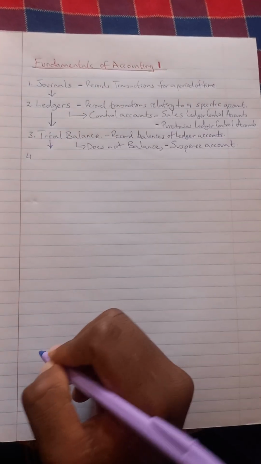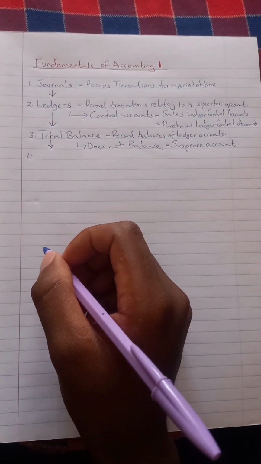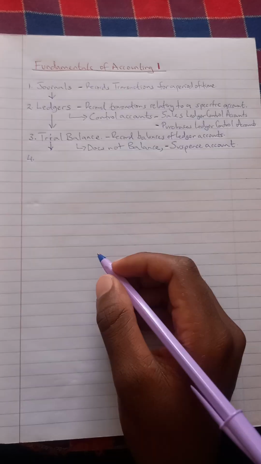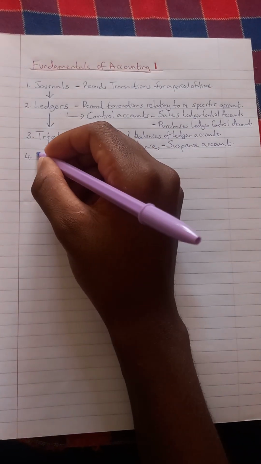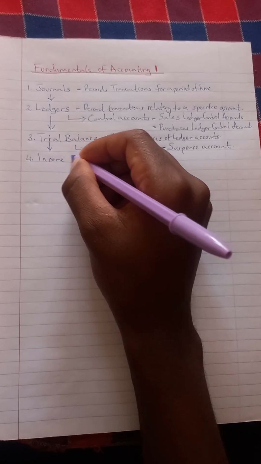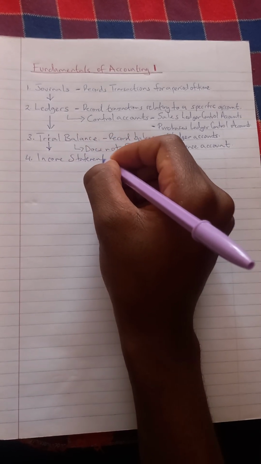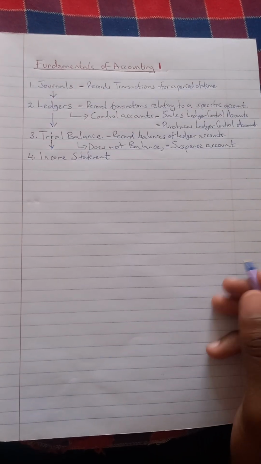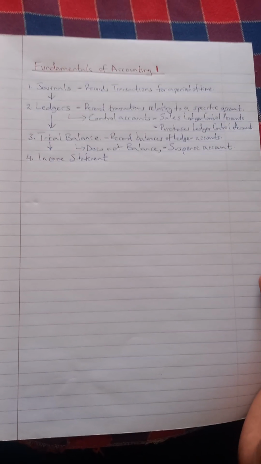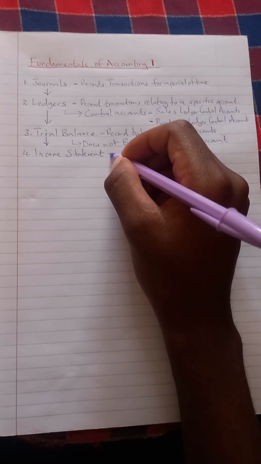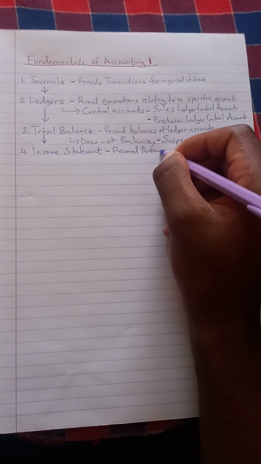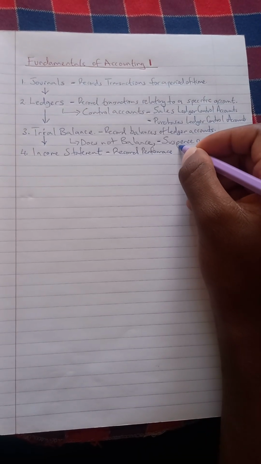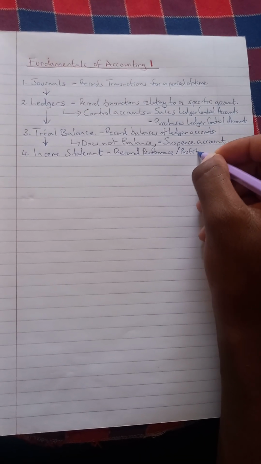Let me put the arrows. So after the trial balance, now we will create our two major financial statements. We will start with the income statement. The income statement is also known as the profit or loss account. Okay, so here we will record performance, or some may say profitability.